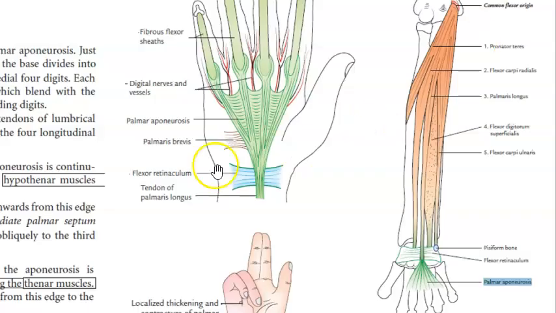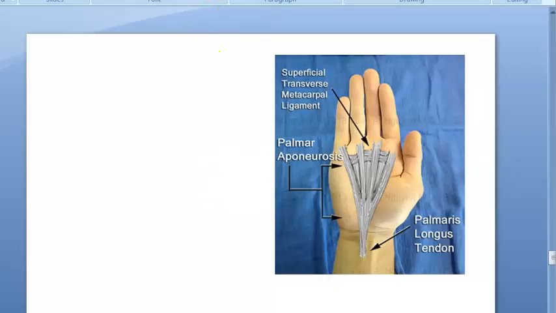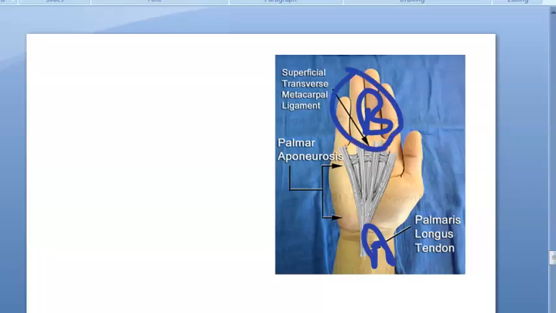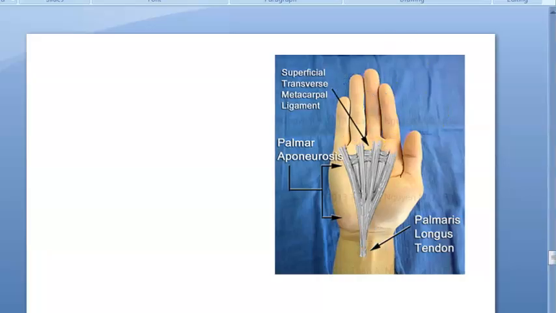So we told you that there is a base and an apex, right? About the base, let's read more. For the apex, what did we tell you? Flexor retinaculum and palmaris longus tendon. That much we told you. Base, let us focus on base now.